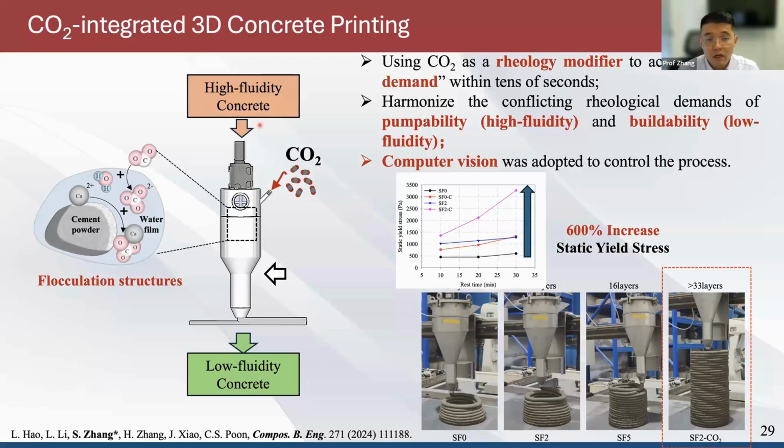So it's a very effective gaseous admixture to be added into 3D concrete printing. If you think about it, these two properties are conflicting with each other, so we use CO2 to harmonize the pumpability and buildability. We found that using CO2, the static yield stress can be enhanced by more than 600%. With the same mix, without CO2 it can only be printed to 6 layers, but with CO2 integration, over 33 layers of concrete can be printed. We can print way higher than that right now.